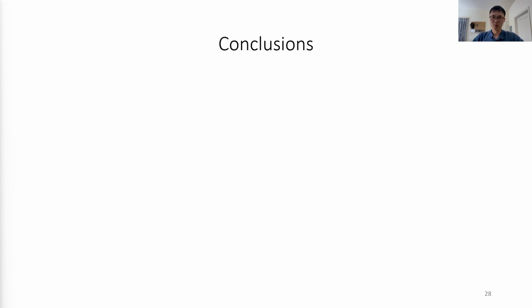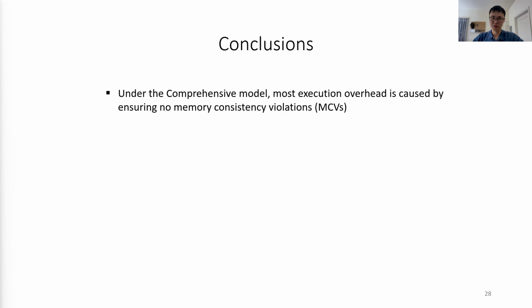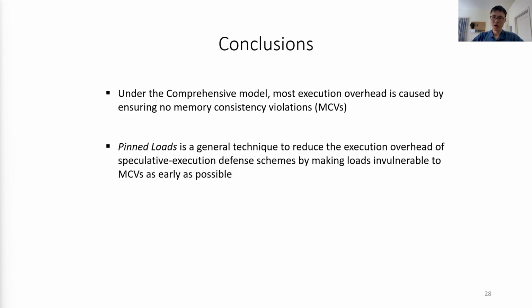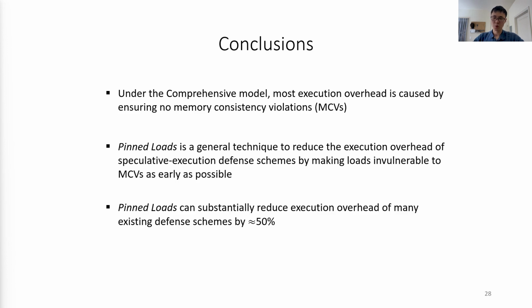To summarize, we find that under the comprehensive model, most execution overhead is caused by ensuring no MCVs, so we propose pinned loads, a general hardware mechanism that reduces the execution overhead of speculative execution defense schemes by making loads invulnerable to MCVs as early as possible. Our evaluation shows that pinned loads can substantially reduce the execution overhead of many existing defense schemes by about half.